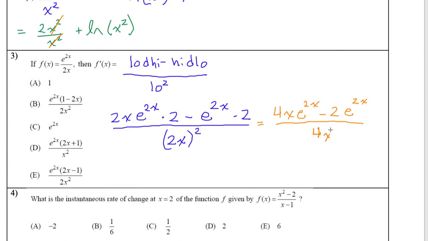4x squared. I'm saying that right. Woo. 4x squared. But now I need to simplify this a little bit. You'll notice that none of these out here have a 4x squared on the bottom. So you're going to have to do some more simplification.